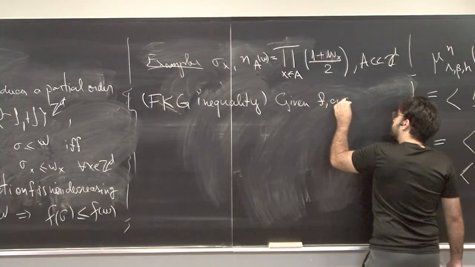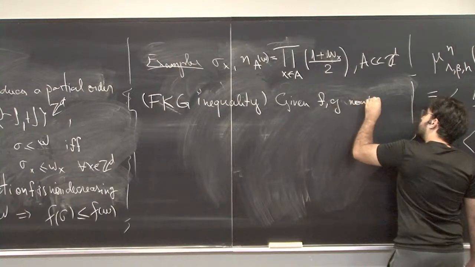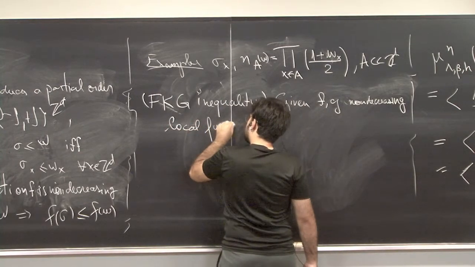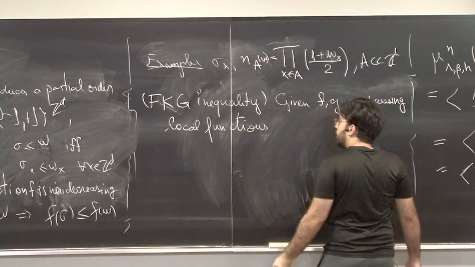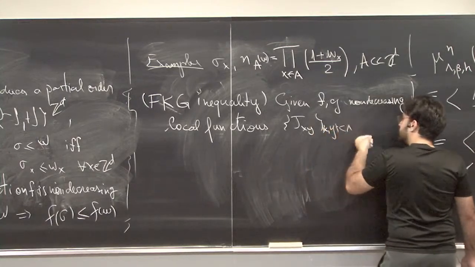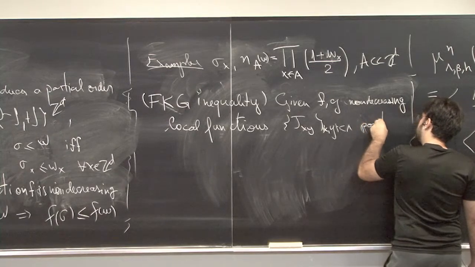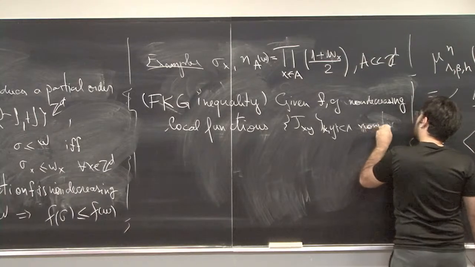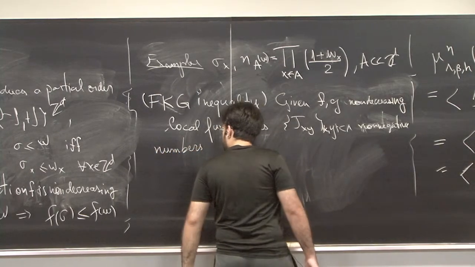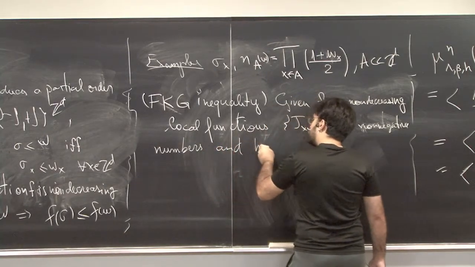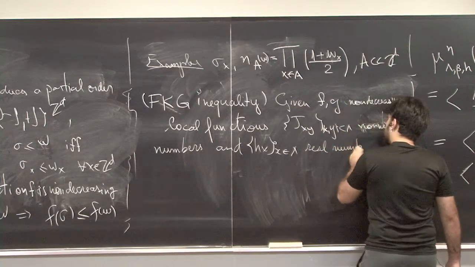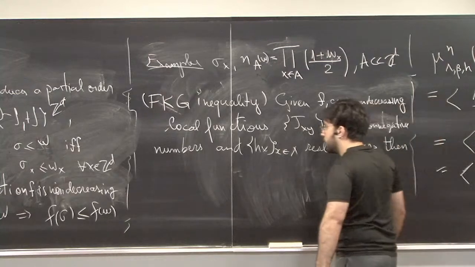Given F and G non-decreasing local functions, J_xy, the couplings of the Ising model, ferromagnetic, so positive numbers, or better, non-negative. They can be zero, non-negative numbers. Okay, and h_x, a collection of real numbers, then it holds the following inequality.